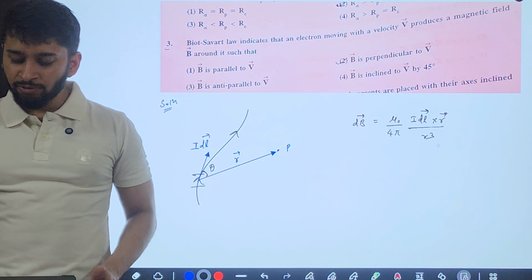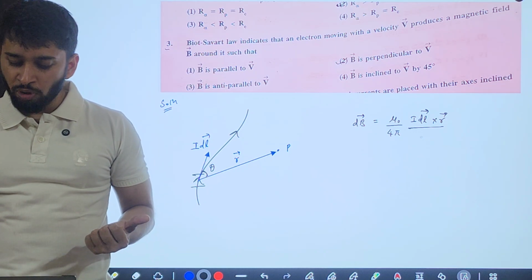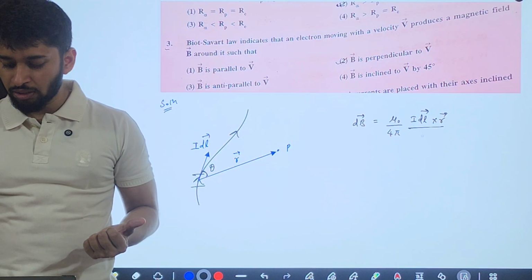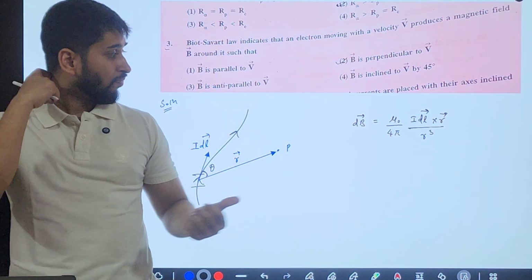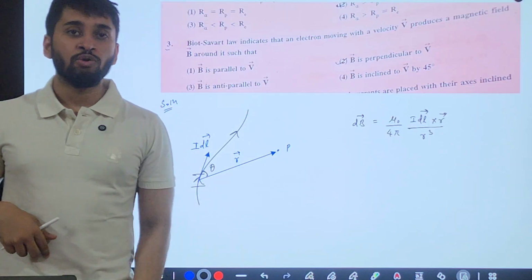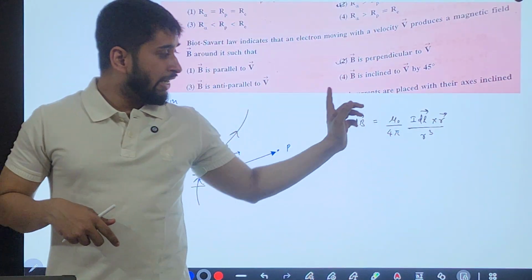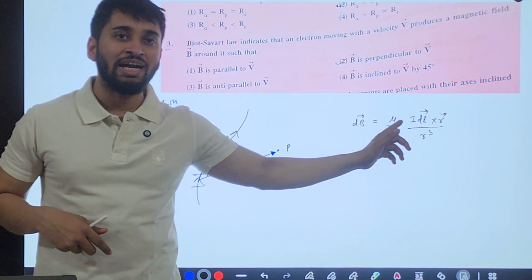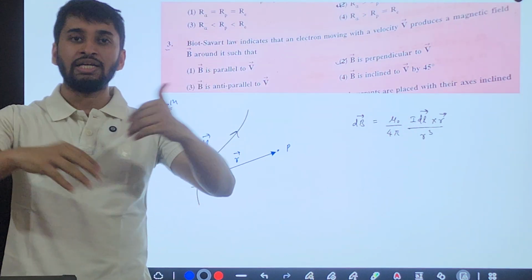Right? Now this is the formula. What does this mean? Let us see what it means. We'll see it very clearly. See, dB bar is proportional to I dL bar cross R bar. What is the direction of I dL bar? See, current is a scalar quantity, no direction.